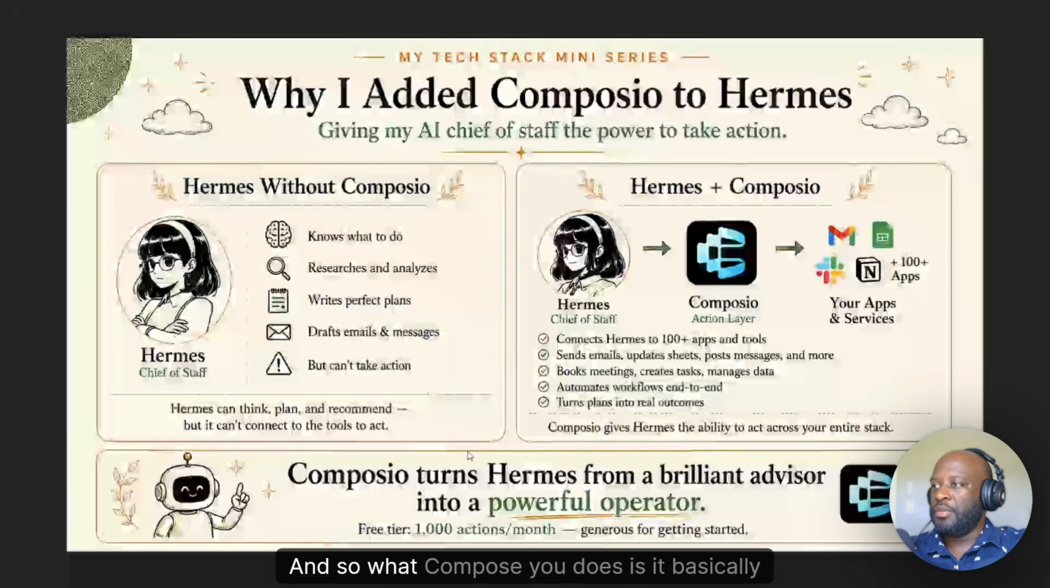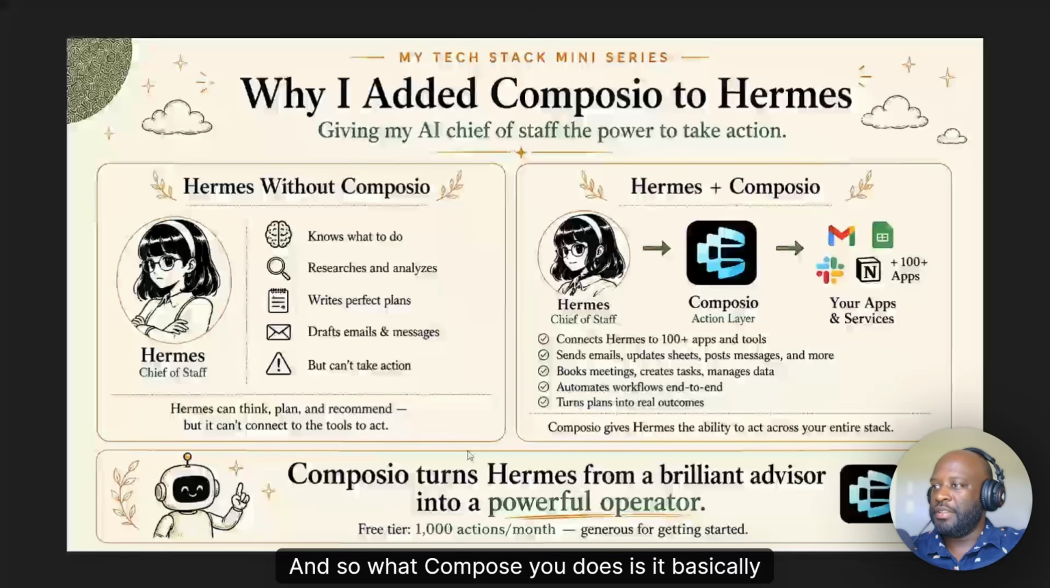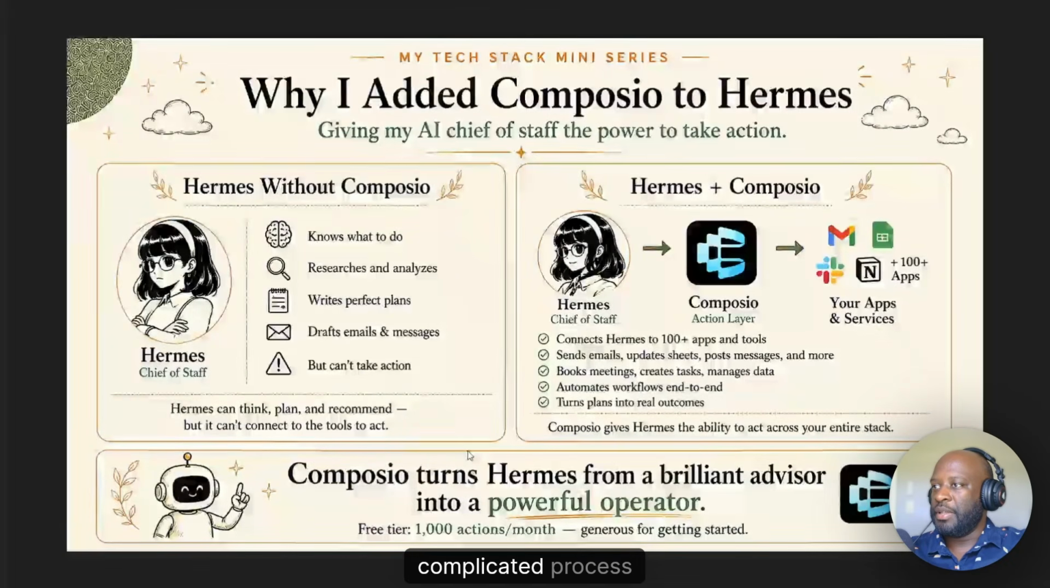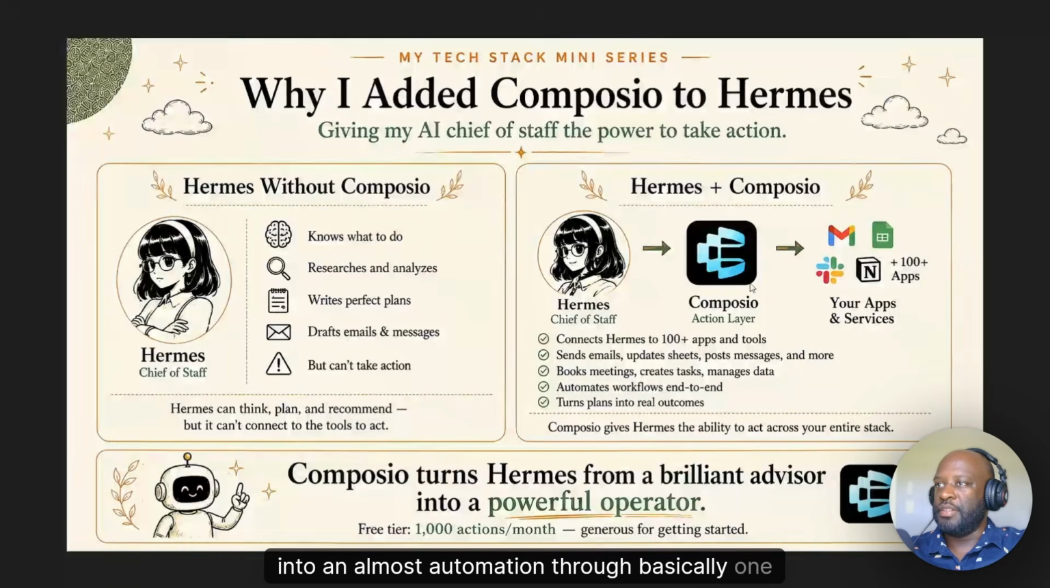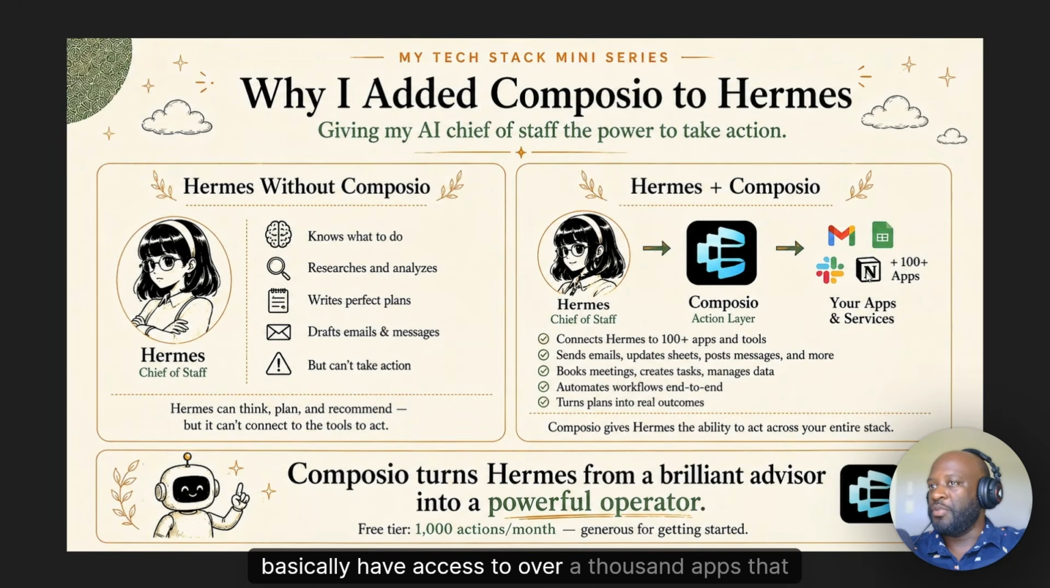And so what Composio does is it basically turns that really manual, complicated process into an almost automation through basically one layer. We have access to over 1,000 apps that you can then connect your AI agent to. So again, it does a lot of the hard work for you. And so what does that mean? Now that means that my Hermes agent has access to thousands of apps and tools.